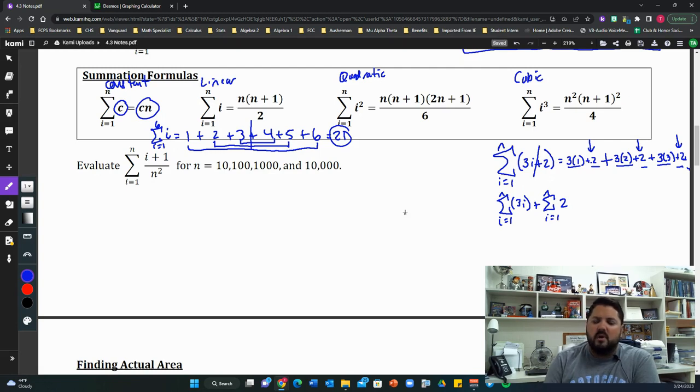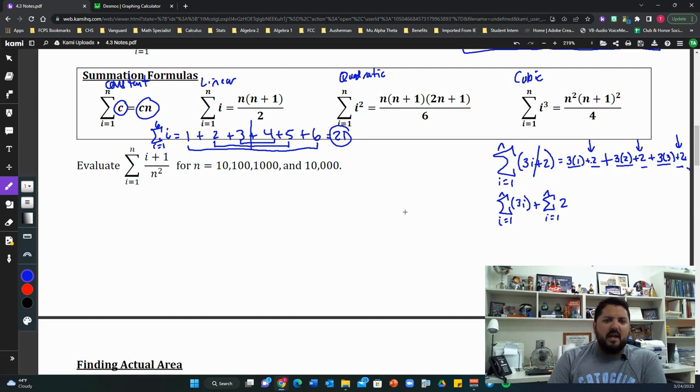So our goal in doing this is to strip away all of these parts so that we are left with just a constant, i squared, or i cubed inside of our argument. Once we have that, then we can replace them with these formulas. So, for example, let's try this one. It says the sum from i equals 1 to n of the expression (i plus 1) over n squared. Again, my goal is to strip away some of this stuff.